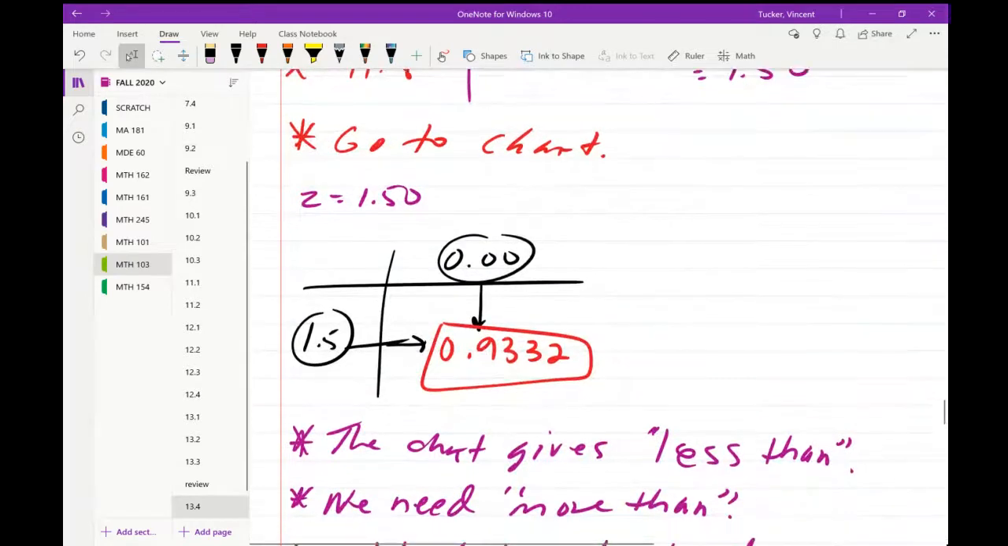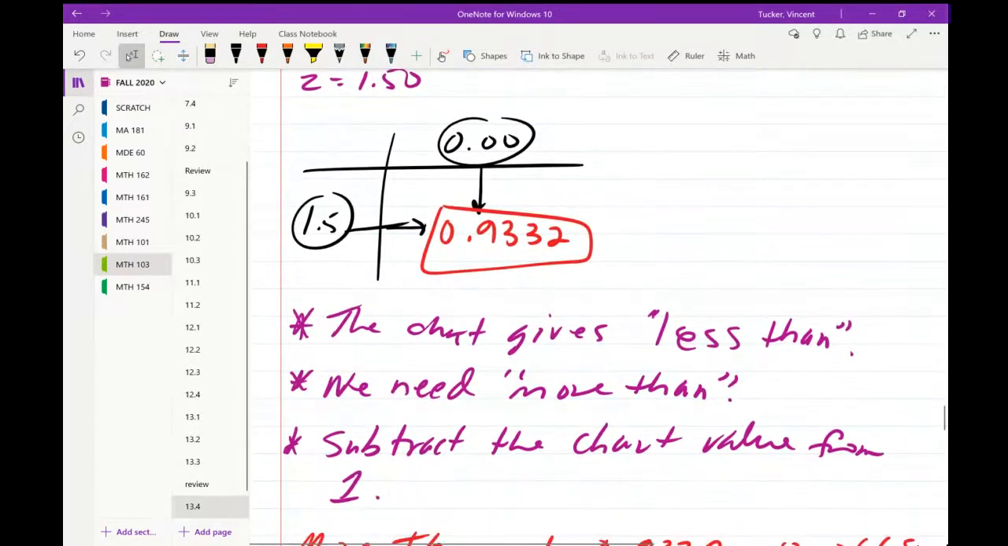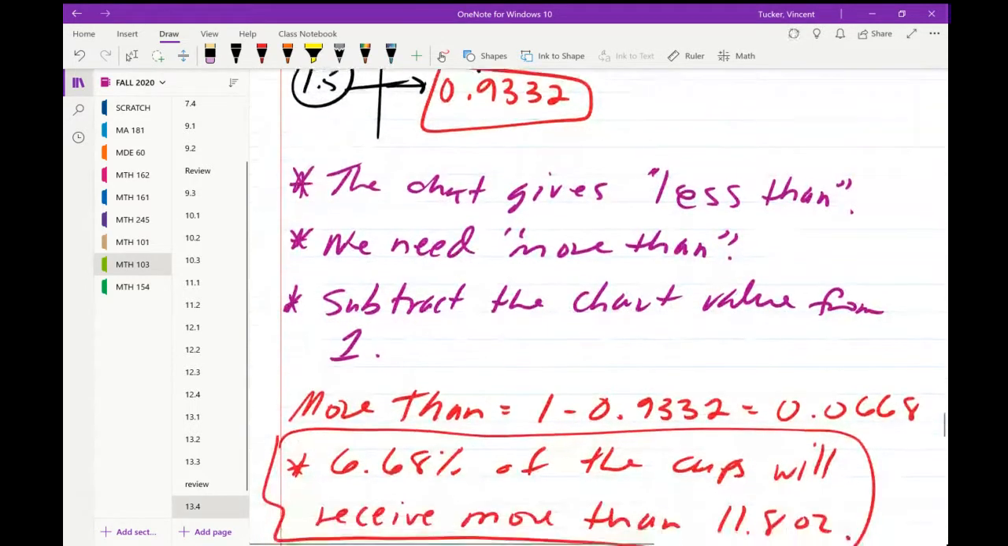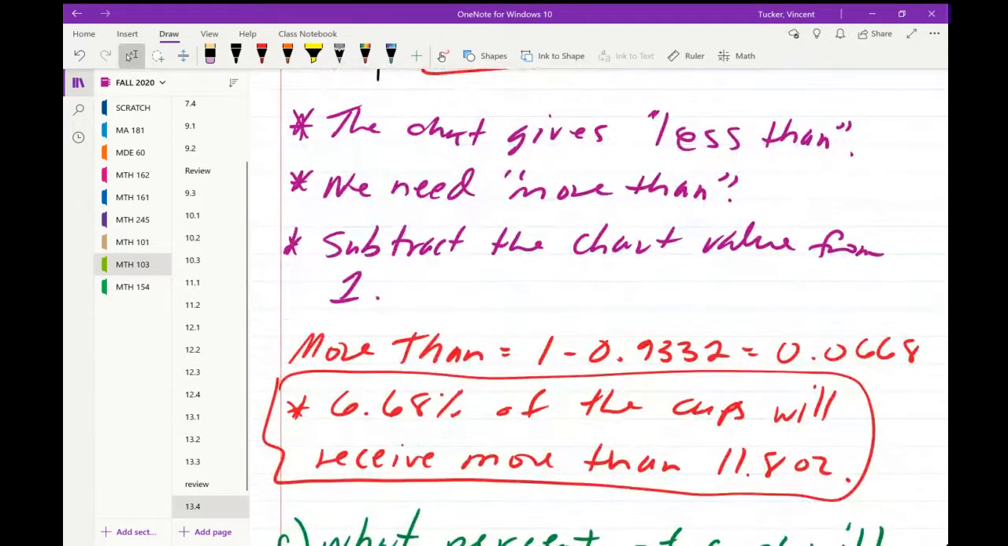All right. So the chart gives us less than, don't forget that, but we need more than. So we're going to subtract the chart value from 1. Because remember, if we know what's to the left of the z-score, we can figure out what's to the right by subtracting it from 1. Everything under the curve is equal to 1. So 1 minus that 0.9332 is 0.0668. So that means 6.68% of the cups will receive more than 11.8 ounces.